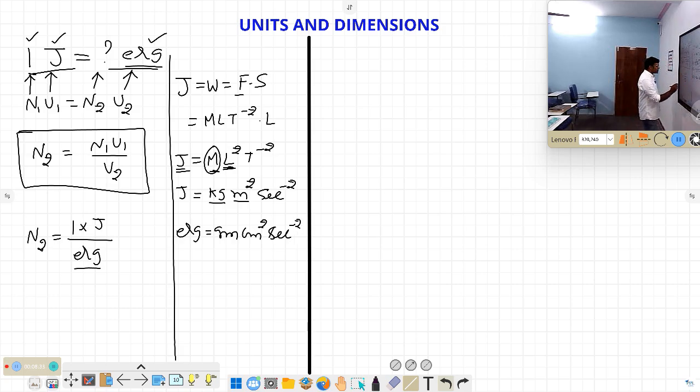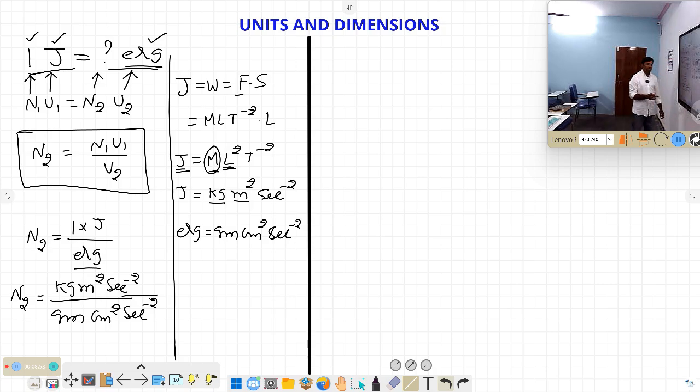Now apply this in the formula. We are going to get N2 is equal to 1 into the same quantity, so I am writing directly kg meter square second minus 2 by gram centimeter square second minus 2, because the time measurement in any system is seconds only. So N2 is equal to this. Now to find the N2 value, our question is in the CGS system. The denominator here is in the CGS system, and the numerator value is in the MKS system. Convert it into the CGS system. What way can we convert? In the denominator, the first one is kg.